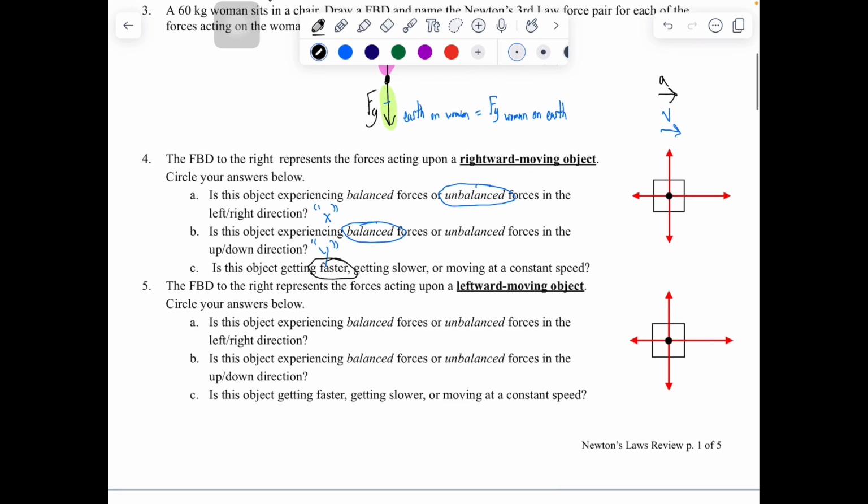Then we say, okay, same free body diagram, but now the object is moving to the left. So we have a velocity leftward. We know the forces are unbalanced in the x direction. They're balanced in the y direction. But since we still have that rightward unbalanced force, we have that rightward acceleration. The acceleration and velocity point in opposite directions, and that will always mean we are getting slower.